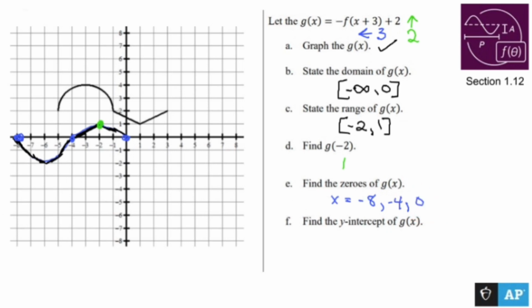And find the y-intercept of g of x. Just so happens that the y-intercept of g of x is right there, exactly where it was at the origin. So we will say that the y-intercept is the point (0, 0).